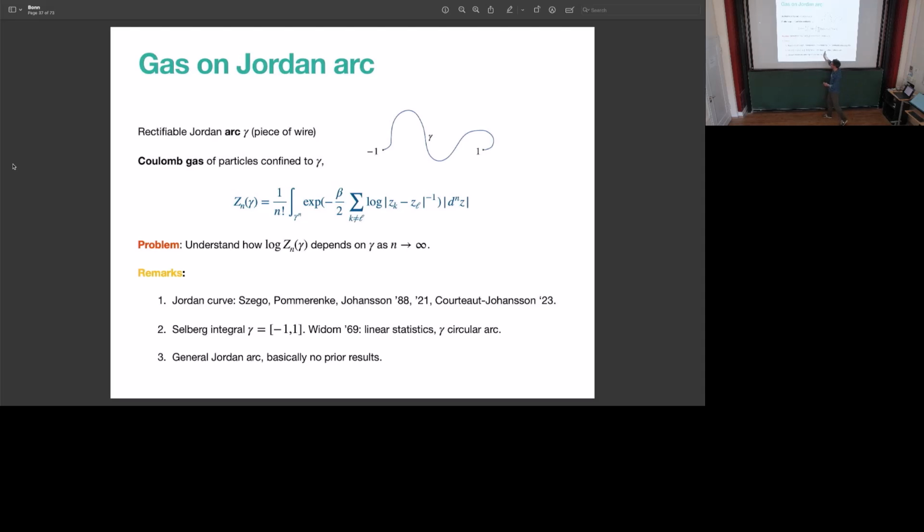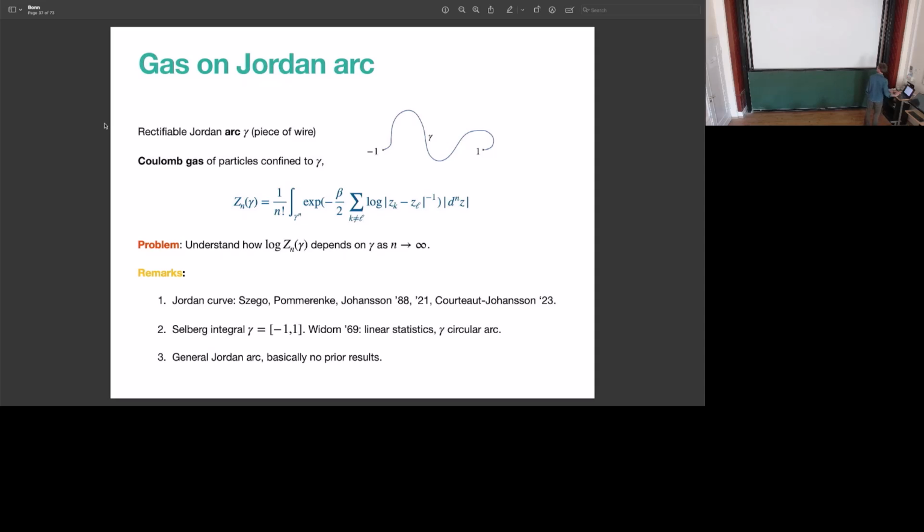Besides that, there's basically only one paper. There's a paper by Widom from '69 where he studies a Szegő type problem, but in the special case when gamma is a circular arc. There are a lot of symmetries, and he somehow managed to compute it by some kind of black magic. There's some follow-up work on this by Staubach, my colleague at KTH, but there's basically none. And for a general Jordan arc, there's essentially no prior result.